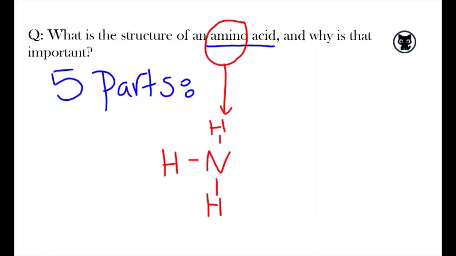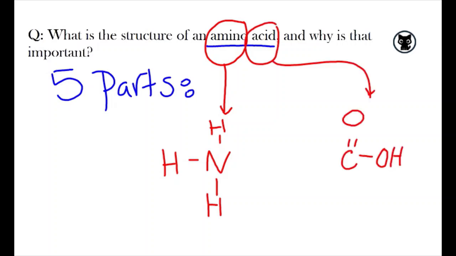Amino, in amino acid, refers to the amine functional group, or NH3, that exists within its structure. Likewise, the acid in amino acid comes from the existence of another functional group, carboxyl or carboxylic acid.